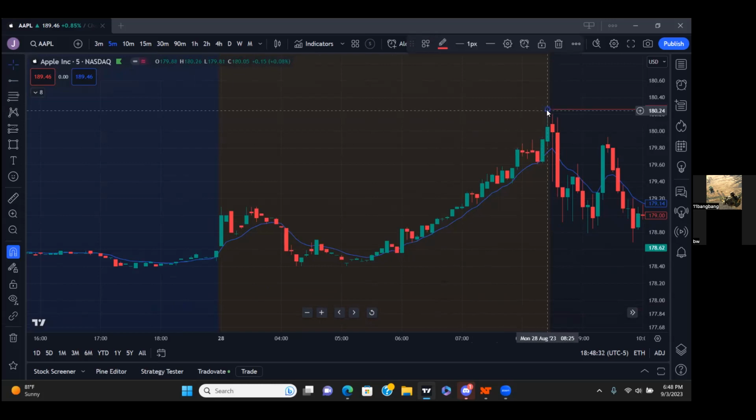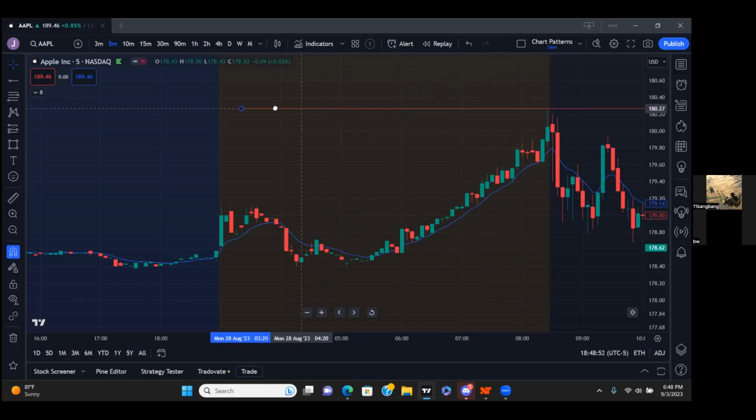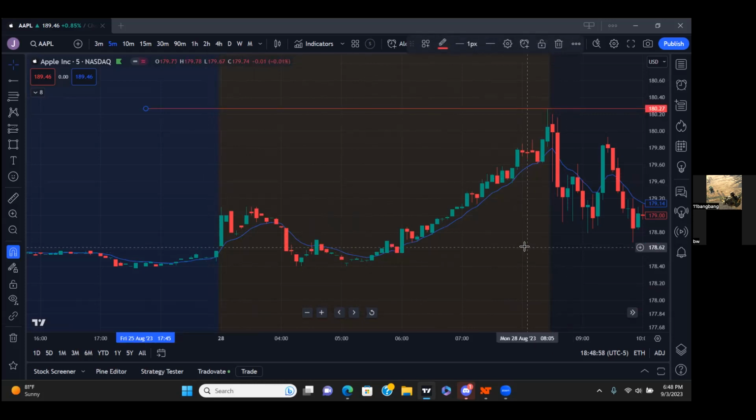So right there. What you can do, just so you don't get yourself confused, is go to the left side of the yellow zone. Grab the middle of the line first, and then drag it over so it doesn't magnet to anything. Drag it all the way to the left side, so you remind yourself that it's the pre-market high. That's fine right there. Okay.